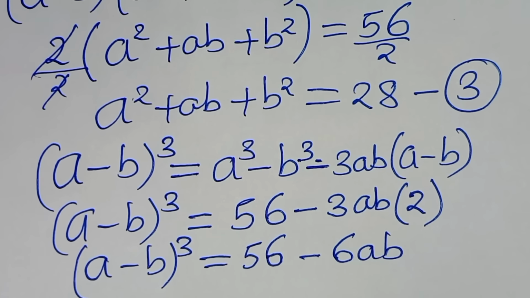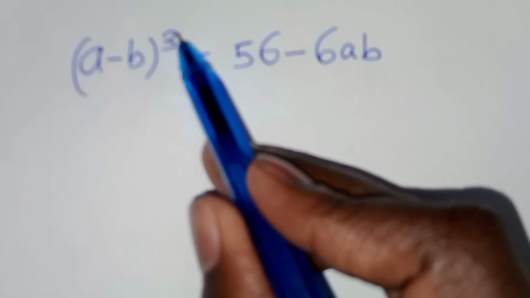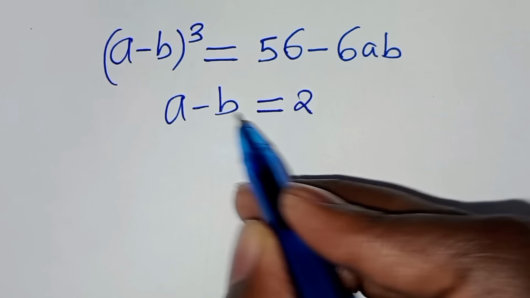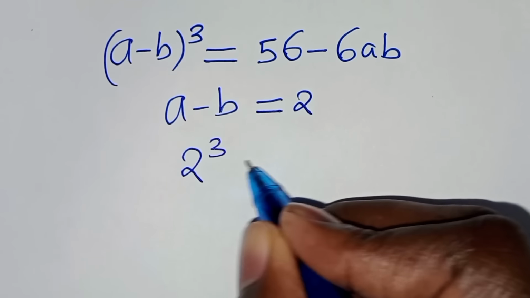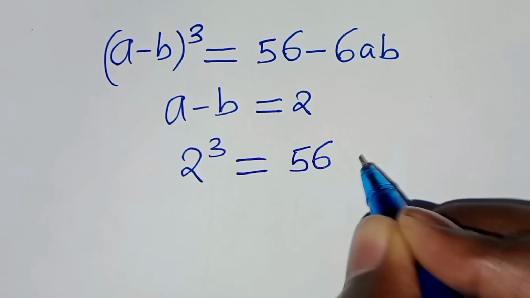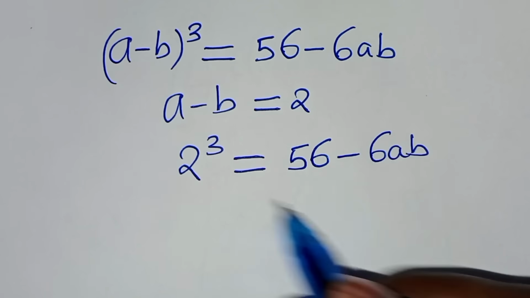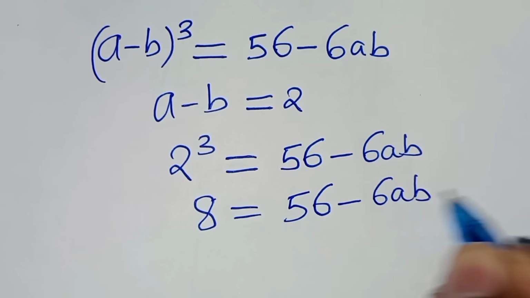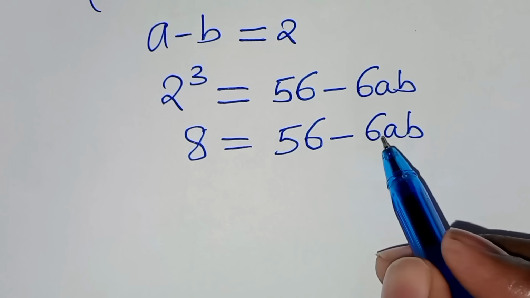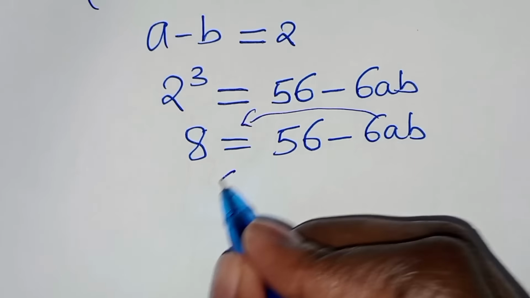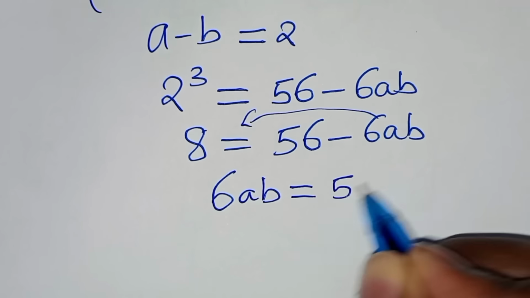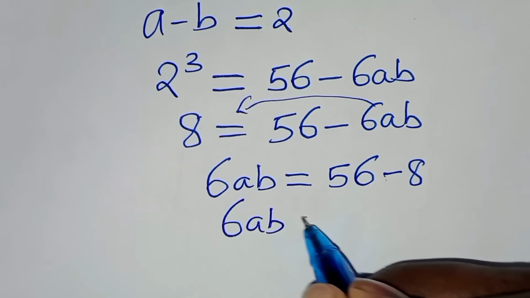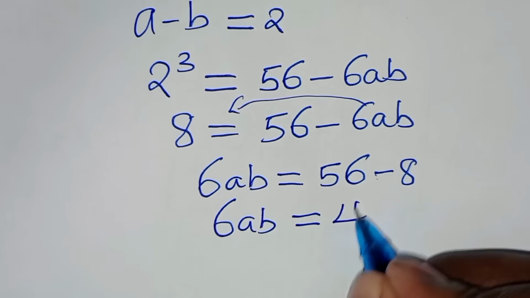And therefore, let's substitute a minus b on the left-hand side. Remember, a minus b from equation 1 is equal to 2. So we have 2 to the power of 3, which is equal to 56 minus 6ab. 2 to the power of 3 is 8, so 8 is equal to 56 minus 6ab. From here, let's move minus 6ab to the left-hand side so that we have 6ab equal to 56, subtract 8. So 6ab is equal to 56 minus 8, which is equal to 48.